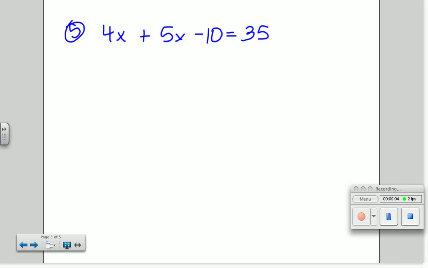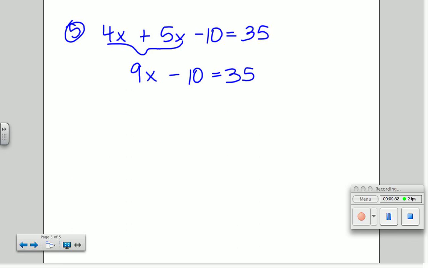So we have 4x and 5x, right? But the 10, now that don't have no x. So we're not going to combine that 10 there. We're just going to leave it alone for now and just combine our x's. So 4x plus 5x. Well, what's 4 plus 5? Hopefully you said 9. And we have an x, so we're going to put that x there as well. So now we have 9x minus 10 equals 35.